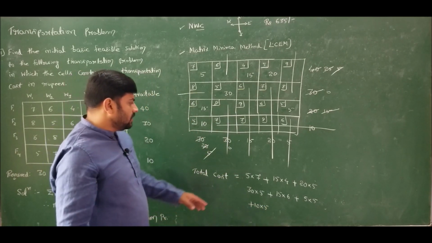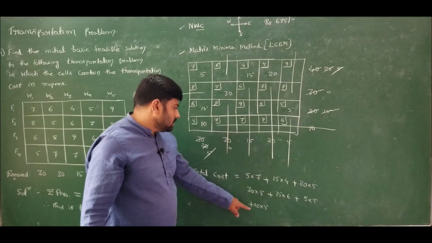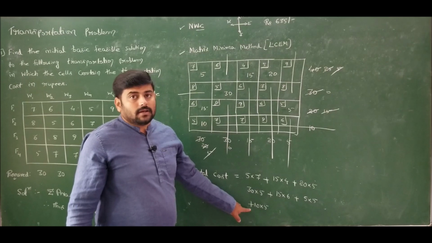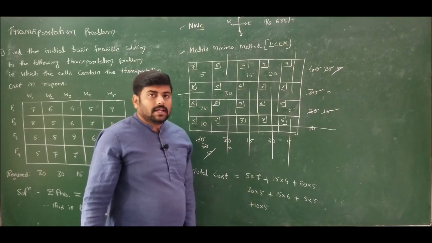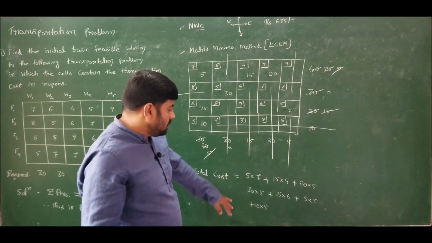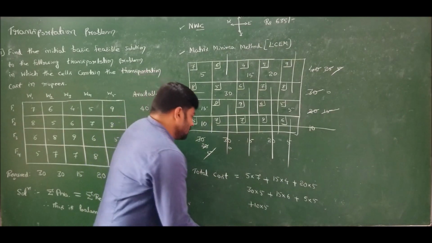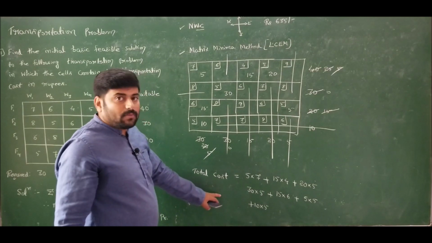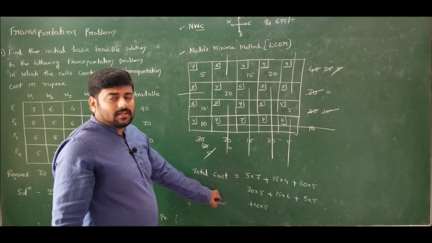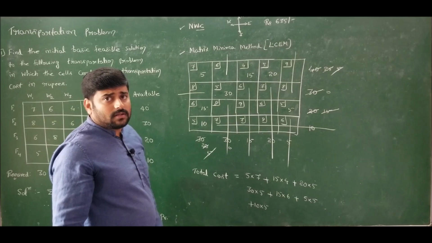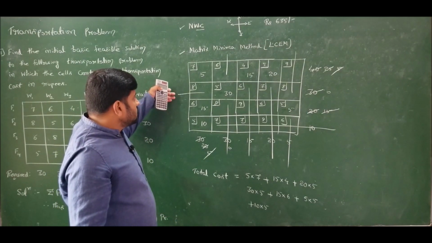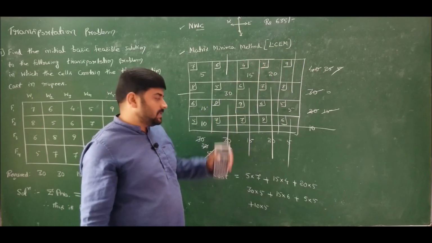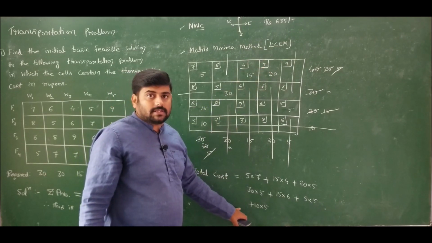So if you look at here, we have totally 7 allocations, which is less than m plus n minus 1. So therefore the solution will be a degenerate feasible solution, because the number of allocations is 1 less than m plus n minus 1. So we have 4 sources, 5 destinations, 4 plus 5 is 9, 9 minus 1 is 8, but the number of allocations are 7 here.